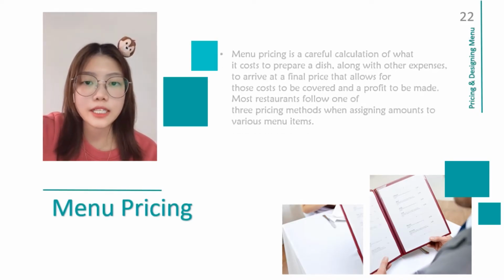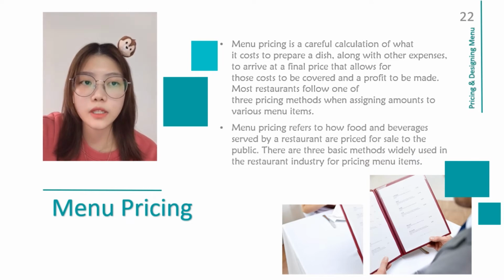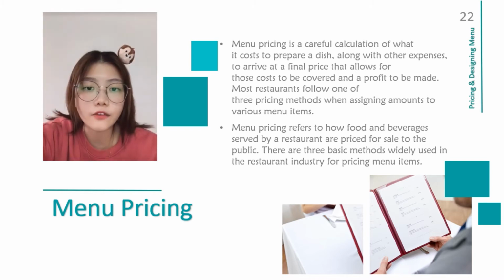Menu pricing is a careful calculation of what it costs to prepare a dish, along with other expenses, to arrive at a final price that allows for those costs to be covered and a profit to be made. Most restaurants follow one of three pricing methods when assigning amounts to various menu items. Menu pricing refers to how food and beverages served by a restaurant are priced for sale to the public. There are three basic methods widely used in the restaurant industry for pricing menu items.